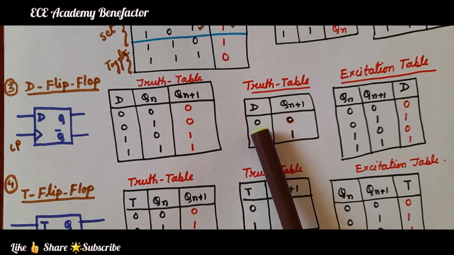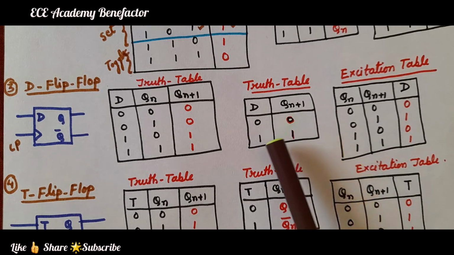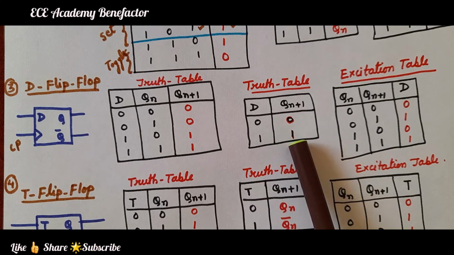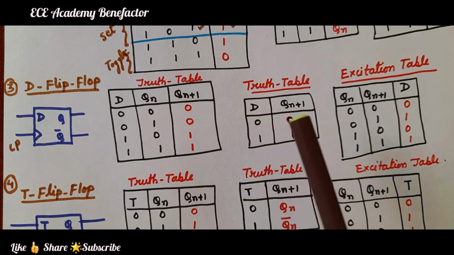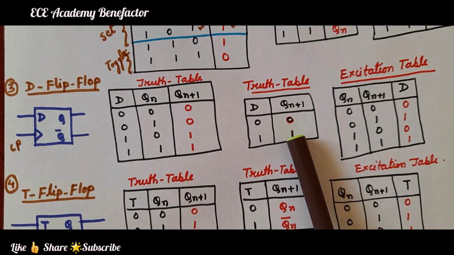So, if D is 0, what will be Qn plus 1? 0. If D is 1, Qn plus 1 will be 1. Whatever is the input, the same thing is going to reflect in the output.